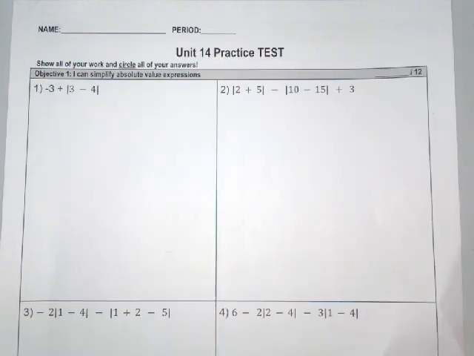Everyone, it's Goodell speaking. We are going to be going over our practice test today, so make sure you either have your practice test out in front of you or you grab a blank practice test off of our classroom brochure holder. When we are going over this test, you need to make sure you are writing down all of the work that I put on here if you did not originally complete that problem.